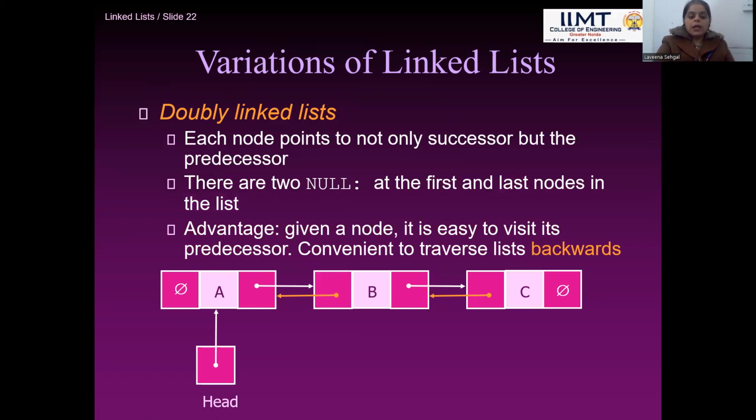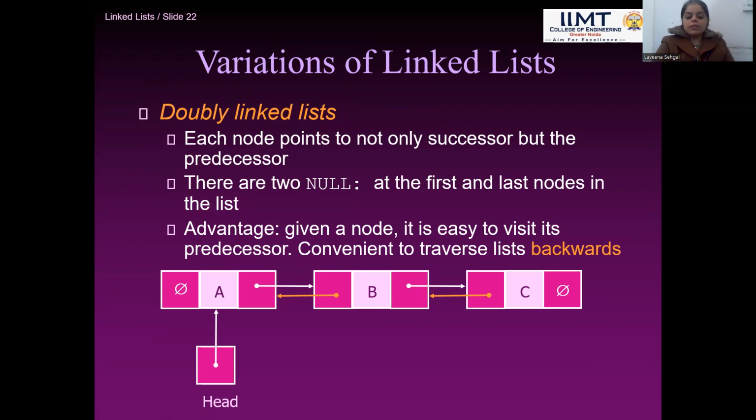Doubly linked list means each node points to not only the successor but also the predecessor, so you have two addresses. Here you can see B is the value, with one address pointing to the next node and another pointing to its predecessor, the previous node. So when you have two addresses with one value, that is called a doubly linked list. There are two null values, at the first and the last node in the list.